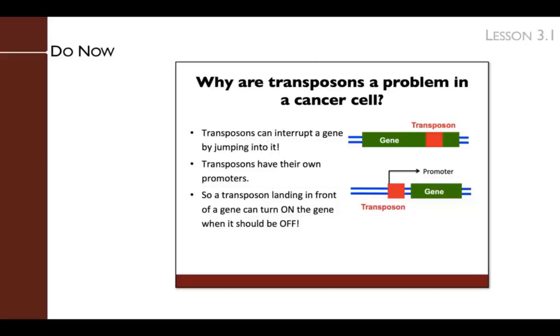It shouldn't be surprising that transposons can wreak havoc if they actually jump into an exon. But exons are such a small proportion of the genome that this is not very likely. However, transposons can still cause problems even if they only land near a gene, because they may contain promoters, and thereby, if they land in front of a gene, can turn that gene on.